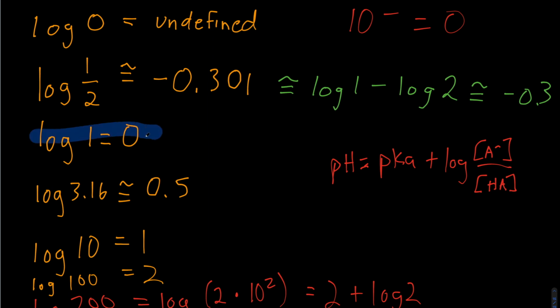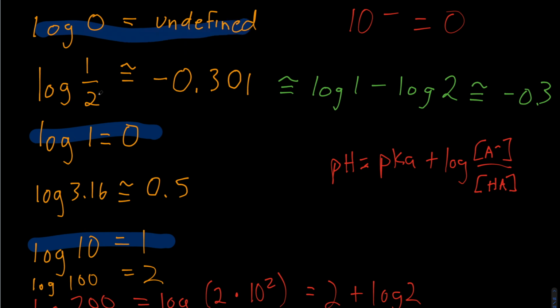Just know this: log of 1 is equal to 0, log of 10 is equal to 1. If you're able to memorize the values that I provided in the previous video, log of 2 to 9, that would be good too. And log of 3 is about 0.5, in the middle of that, between 0 and 1. Log of 0 is undefined, and between 0 and 1, any fractions, you're going to have negative numbers.